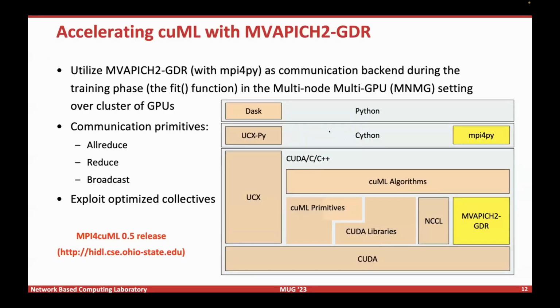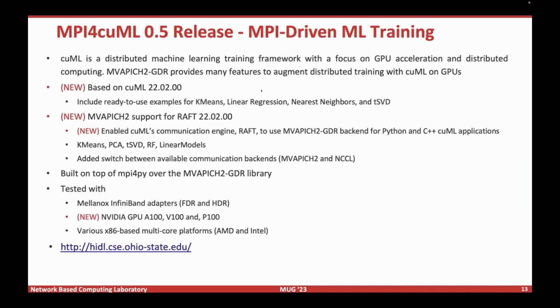What we have done as part of our software called MPI4cuML is that we have added support for MVAPICH2-GDR in the cuML software stack. In addition to using NCCL, it's now possible to use MVAPICH2-GDR for collective communication operations. And obviously, since this is a Python-based software stack, we had to rely on the mpi4py software to be able to do that. The most recent release of this software is 0.4, which is our MPI-driven ML training.